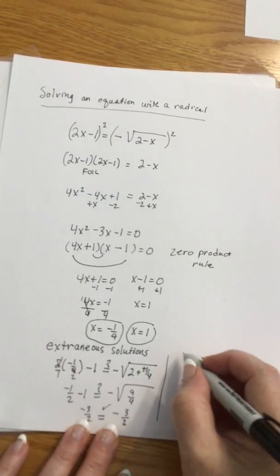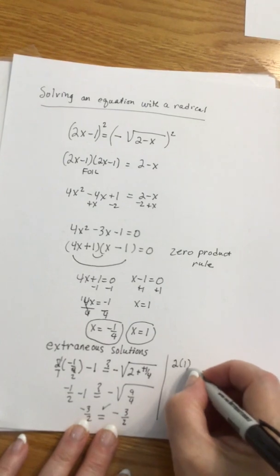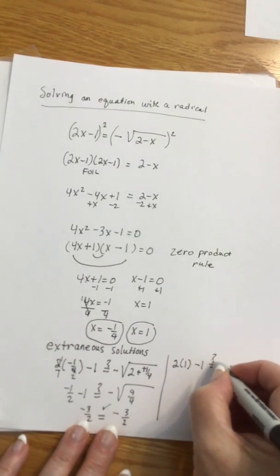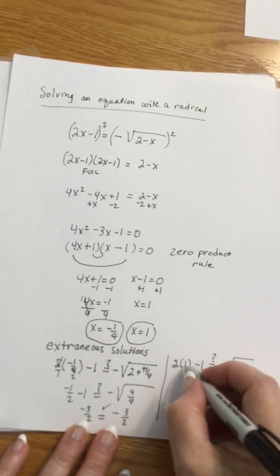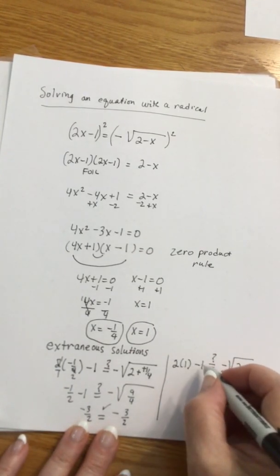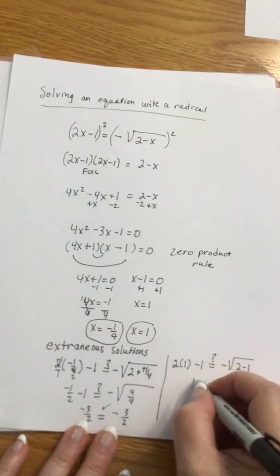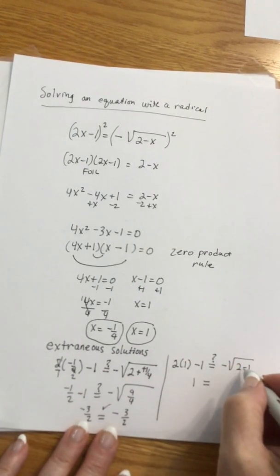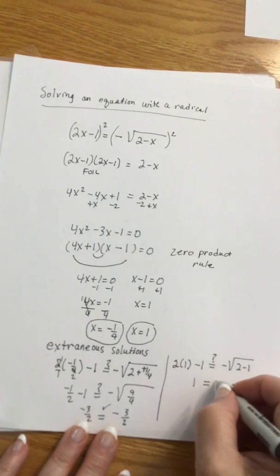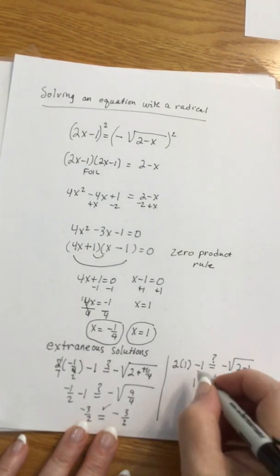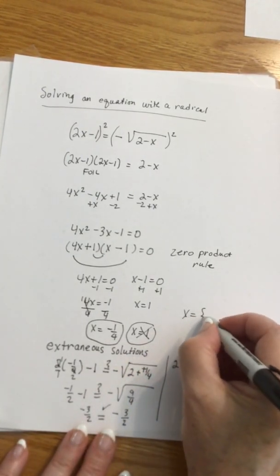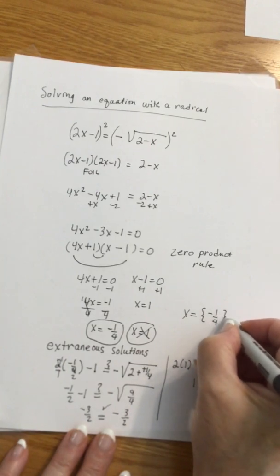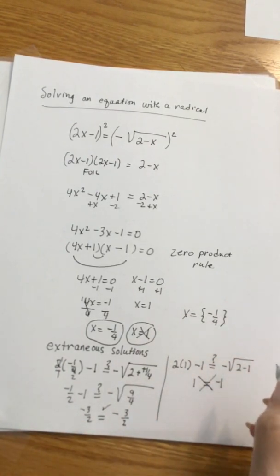But now we've got to go back and put the 1 in. So we've got 2 times 1 minus 1. Does that equal negative square root of 2 minus 1? 2 times 1, we have to multiply first before we add or subtract. So 2 minus 1 gives me 1. 2 minus 1 gives me square root of 1, which is 1, which would be negative 1. So this one does not work. So x equals 1 does not work. So my solution set is x equals negative 1/4. Give everybody a chance to catch up to that point first.